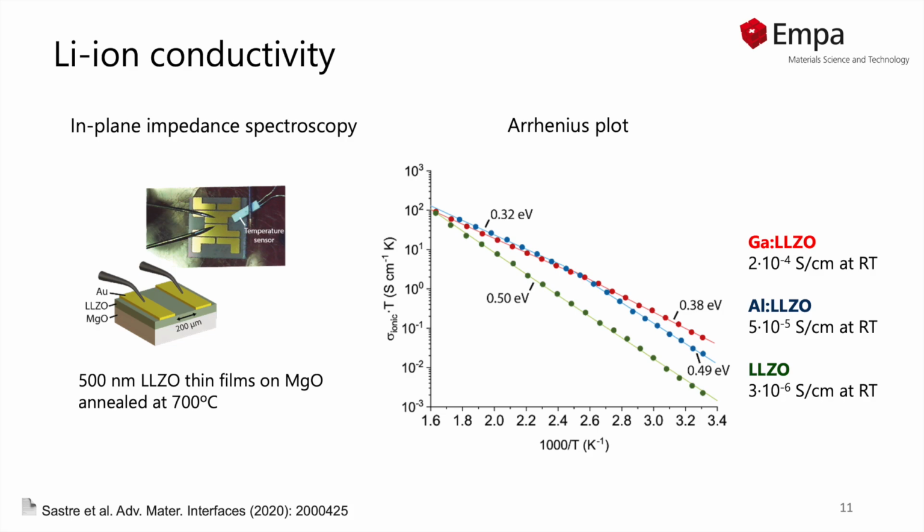We can observe that the gallium substituted LLZO shows a prominent ionic conductivity of 2 times 10 to the minus 4 Siemens per centimeter at room temperature. The aluminum substituted film has a slightly lower ionic conductivity of 5 times 10 to the minus 5 Siemens per centimeter, whereas the non-substituted film shows ionic conductivities in the range of 10 to the minus 6 Siemens per centimeter. The activation energy of the doped films is also significantly lower, especially that of the gallium substituted film.